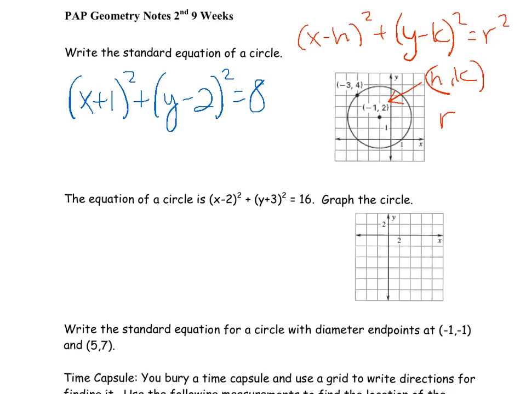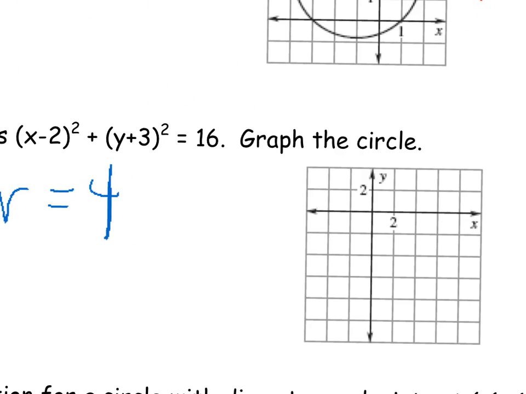All right, moving on. Now we have an equation and we have to graph it. So our center, our (h, k), is going to be at (2, −3), and our radius is going to be 4. So we come out here to (2, −3), and they've told us that we are counting by 2s. So let me blow this up a second. So 2 is here, and then −3 would be down here.